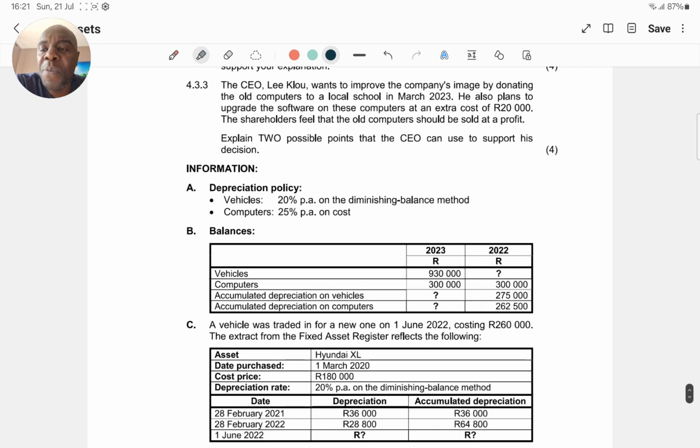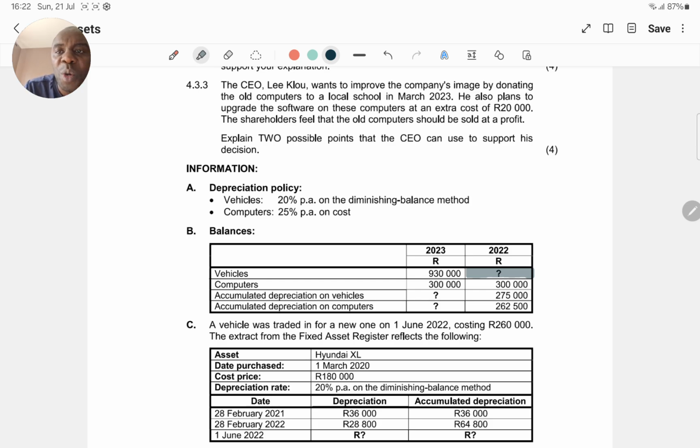Additional information A, it gives us the depreciation policy. Vehicles are depreciated at 20% per annum on the diminishing balance method or the reducing balance method, and computers are depreciated at 25% on cost or 25% using the straight line method. Then additional information B, we are given balances. Vehicles at cost at the end of the year, it's 930,000, and then vehicles at cost at the beginning of the year, we are not given that figure. That is the figure that we are expected to calculate.